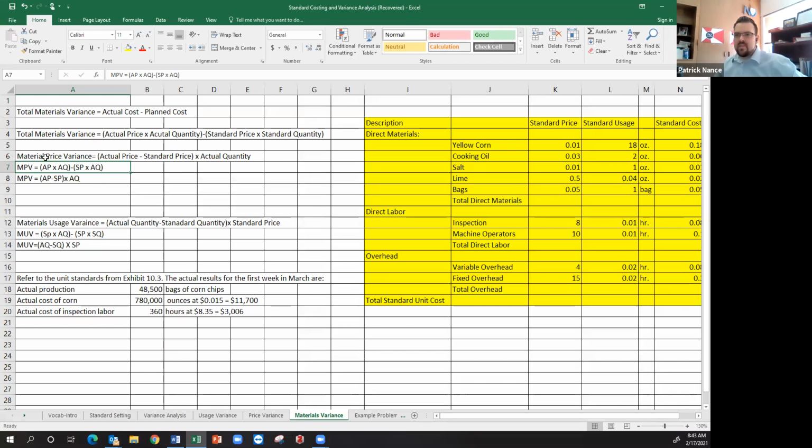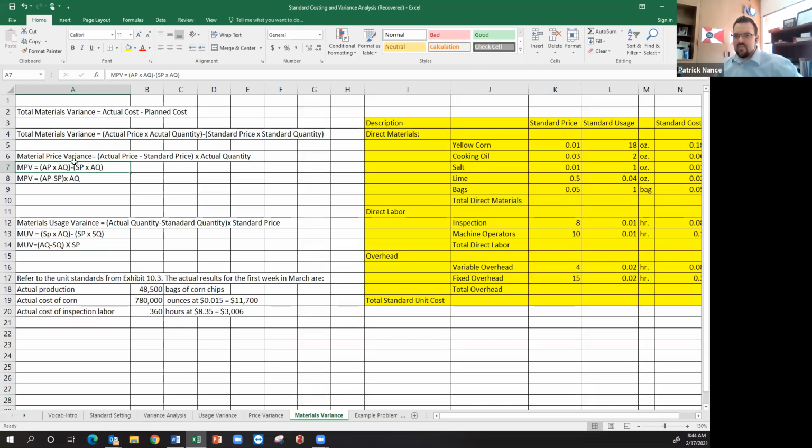So my materials price variance specifically. Now I just want to know, was my price the issue? And if so, how much variance did it cause? I find the materials price variance by taking my actual price minus my standard price times my actual quantity. If I spread this out, it's actual price times actual quantity minus standard price times actual quantity. Notice AQ is the same across the board here, so I can factor this and simplify it.